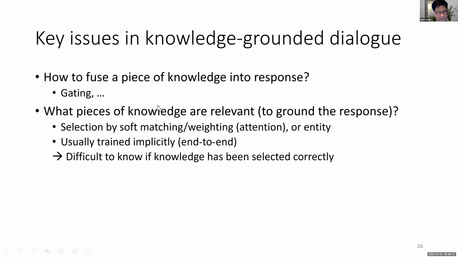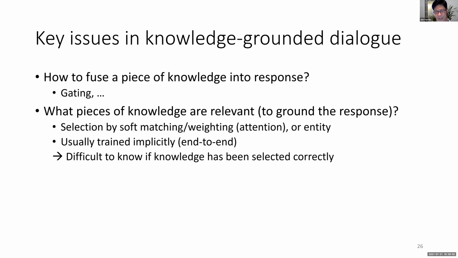Here I would like to mention again some problem that we want to address in our next work. The way to incorporate knowledge, there are a lot of ways, for example, using gating so that you can select to generate some token from your model or from the knowledge base. There could be a lot of such approaches, but what we focus on is again on the selection to determine what pieces of knowledge are relevant to your context.